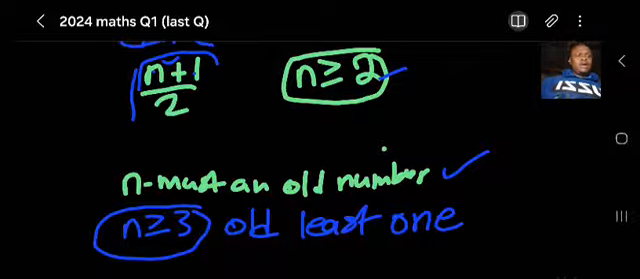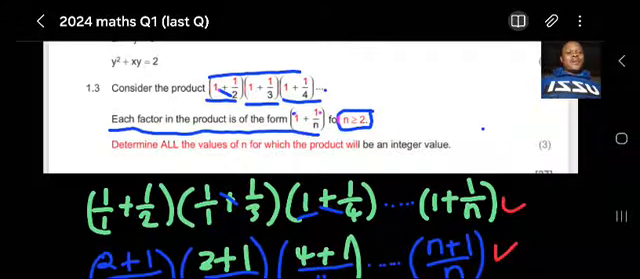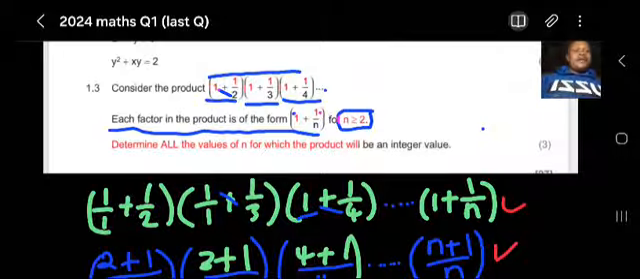So this is what it is. That is the values of n for which the product is an integer value. n must be greater than or equal to 3, then goes upwards forming a sequence of odd numbers: 3, 5, 7, 9, 11. So n must be that sequence of odd numbers, numbers which are not divisible by 2, right?